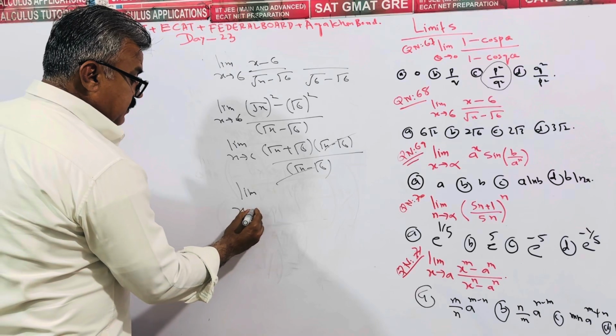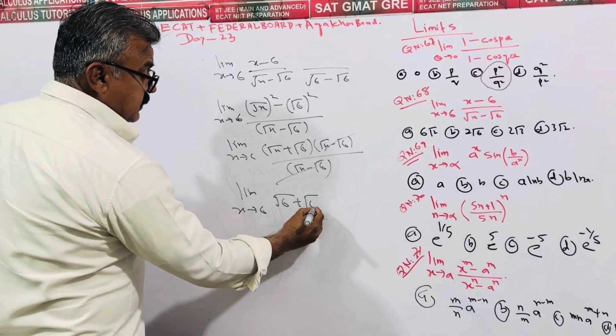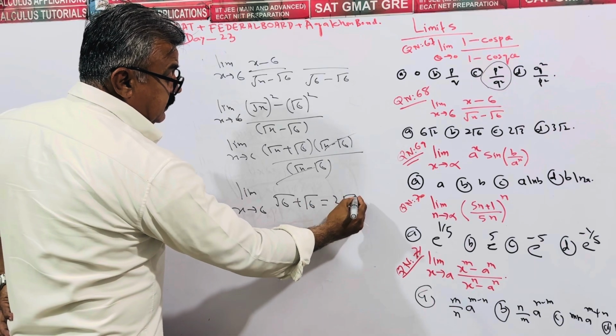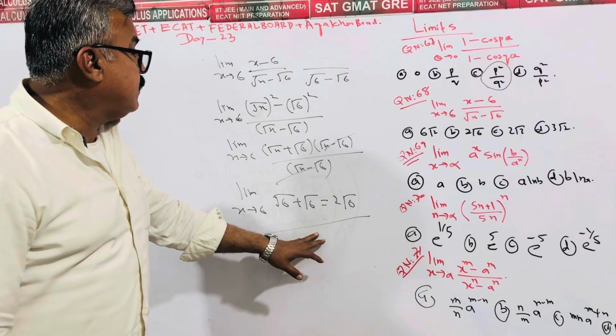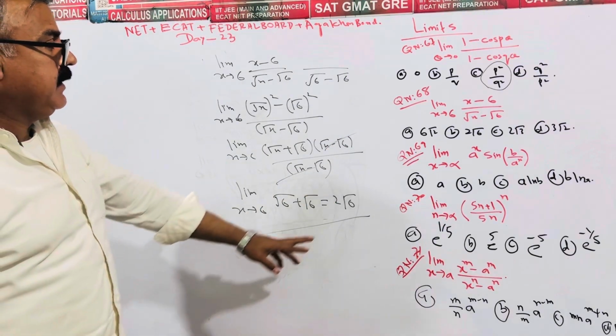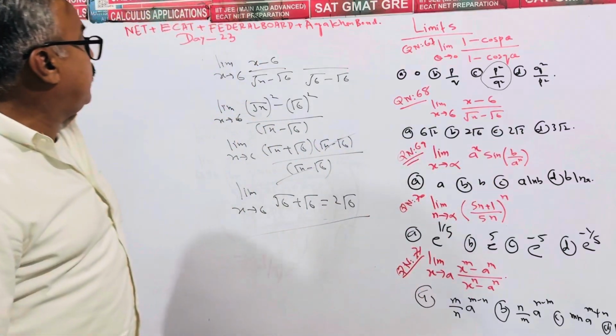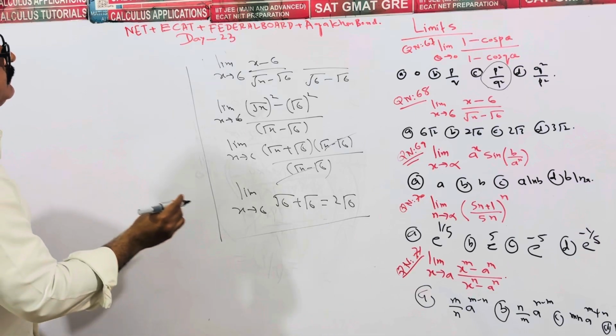Now there is no more denominator. Put the limit, it will become 6 plus root 6 over 2 times root 6. Or you can apply L'Hospital's rule on that. Or you can rationalize even, by dividing and multiplying under root x plus 6 as well. It is the same situation.